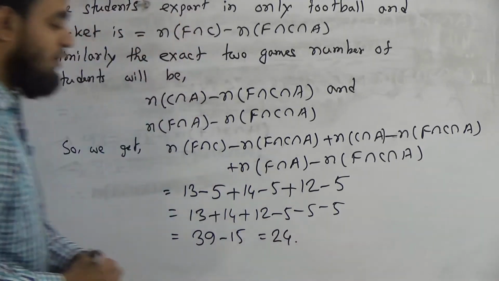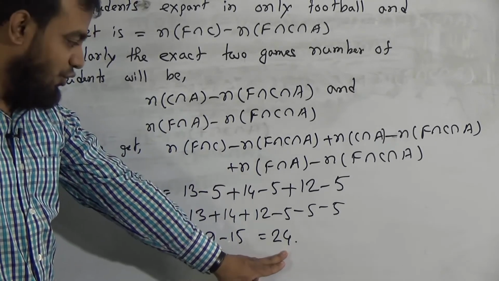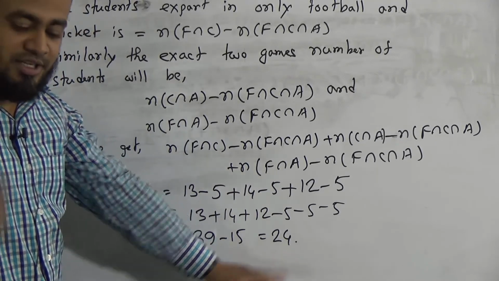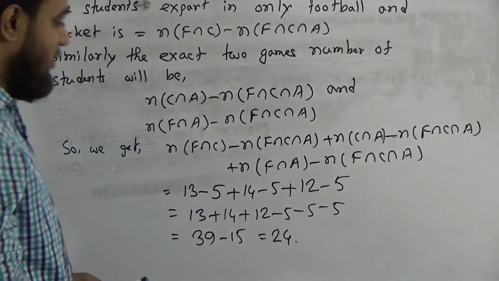That means 24 students are expert in exactly 2 games. 24 students are expert in exactly 2 games, my dear students. This is our required answer, okay. You can write down this is our required answer.